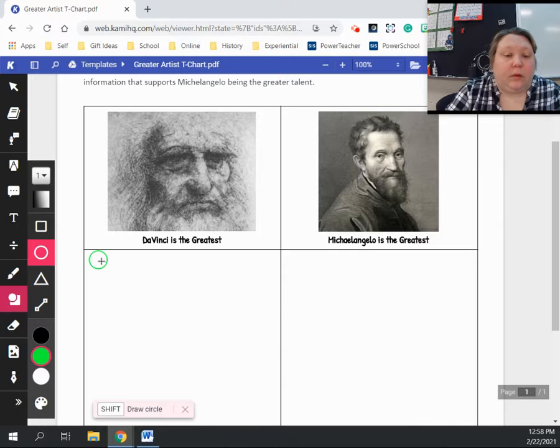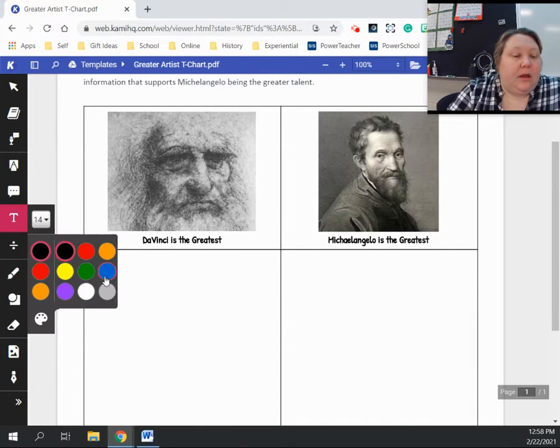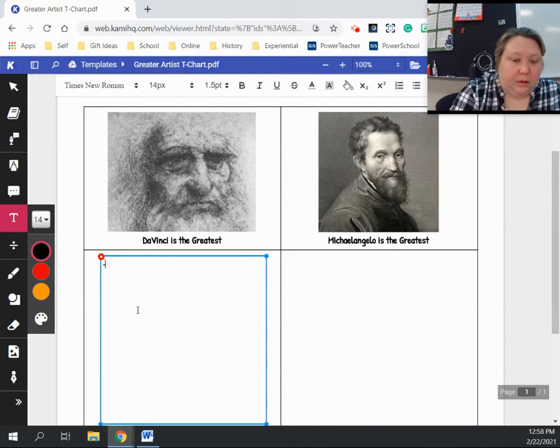So we're going to go ahead in here and put a text box in here. Of course, I got a circle in here by accident. Text box. Okay. So, when we're discussing who is the greater talent, we definitely have to talk a little bit about each artist. So, Da Vinci being the greatest, what do we know about Da Vinci? Remember, these two men are contemporaries, meaning they were both alive at the same time. So, we need to figure out some information.